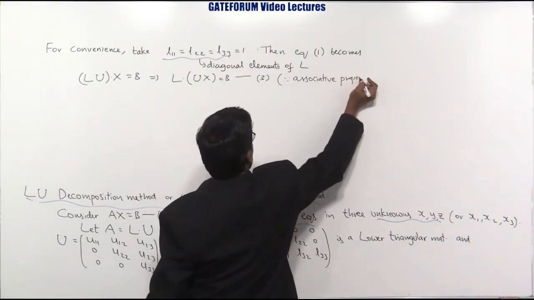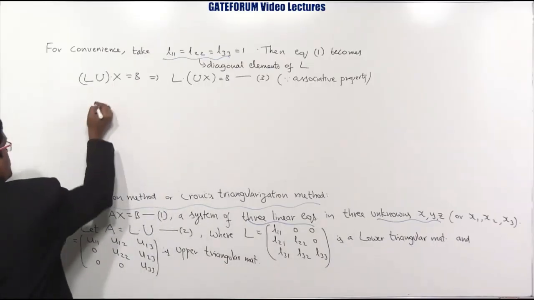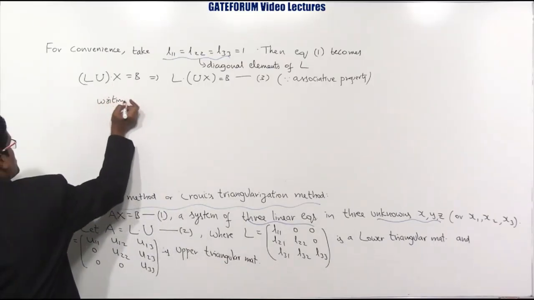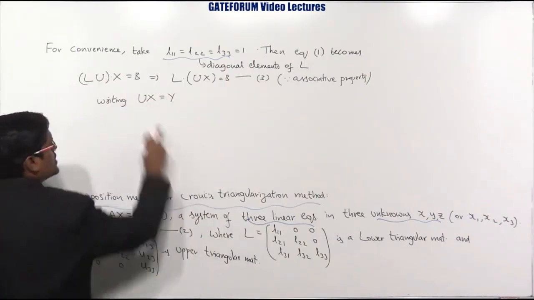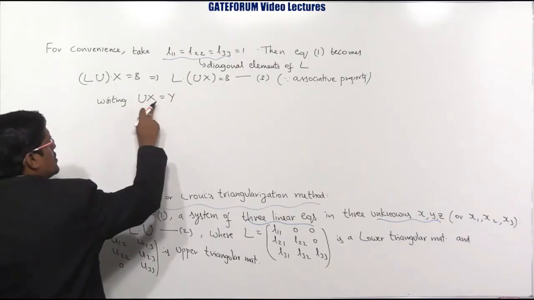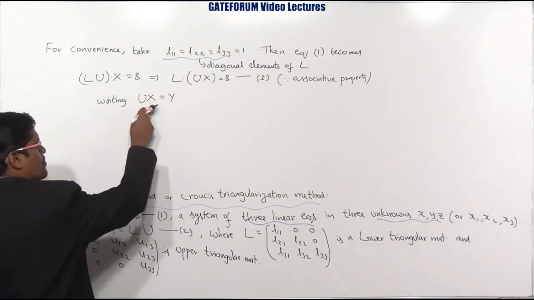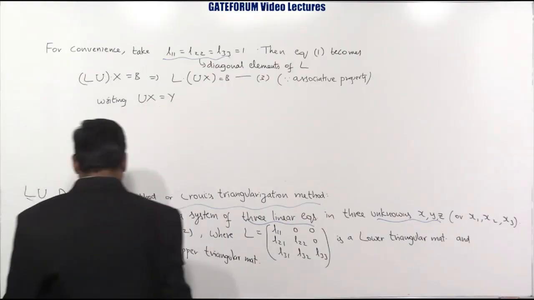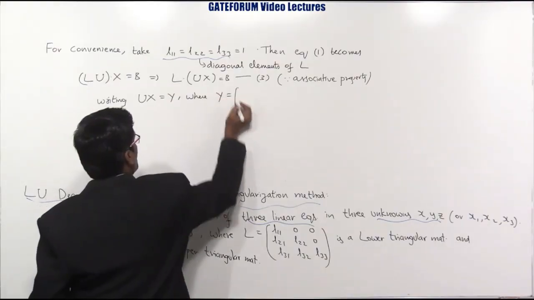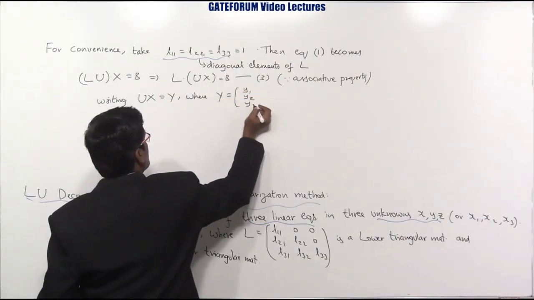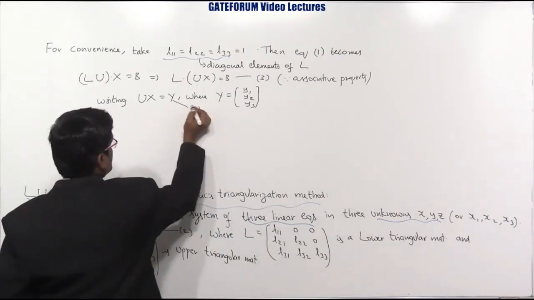Now I am writing Ux = Y. U is known after solving this. X is x, y, z, so this is unknown. X is a column matrix, U is a 3 by 3 matrix. Multiplying this, you will get another column matrix that is denoted by Y, where Y is the column matrix y1, y2, y3. Let us say this is equation 4.